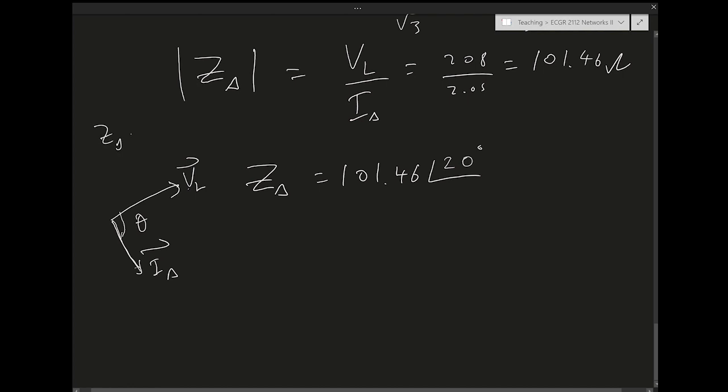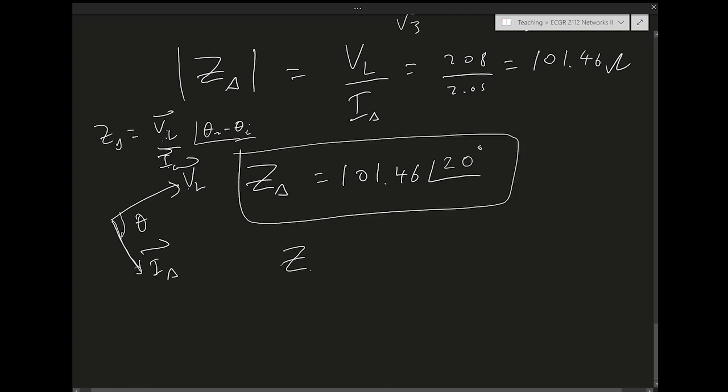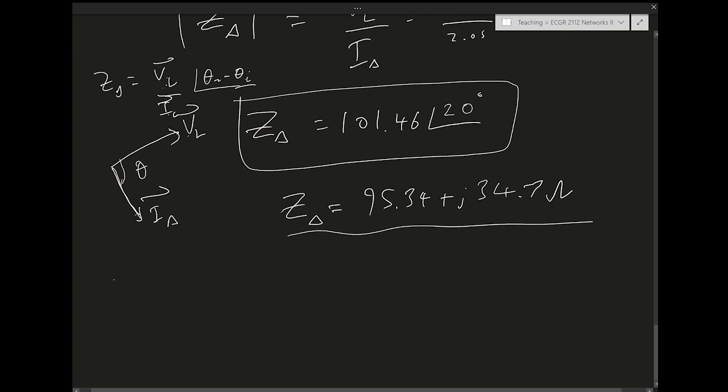Because Z delta equals VL over IL. It's lagging, so IL is behind VL. So the angle is going to be theta V minus theta I. Theta V is larger than theta I because it's lagging, because I is lagging V. So the angle should be positive. So we have 20 degrees here. So this is Z delta. And writing it in rectangular coordinates, we get 95.34 plus j34.7 ohms. And this is Z delta in rectangular coordinates.